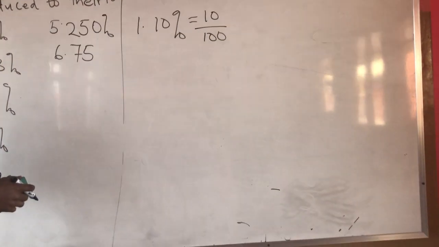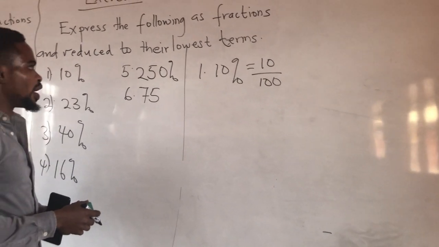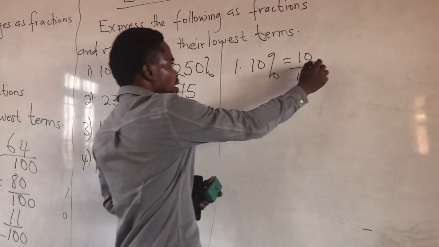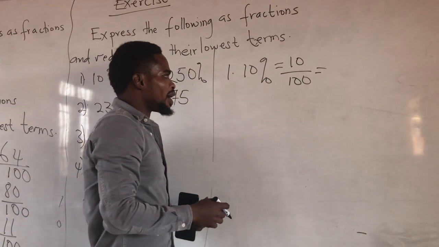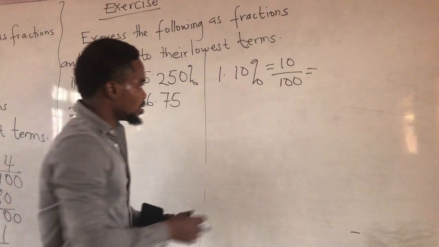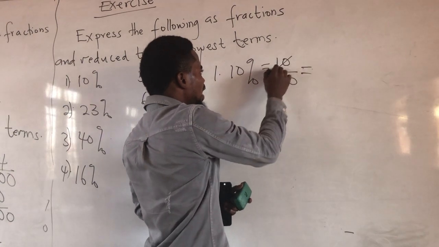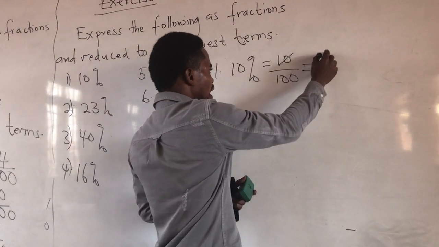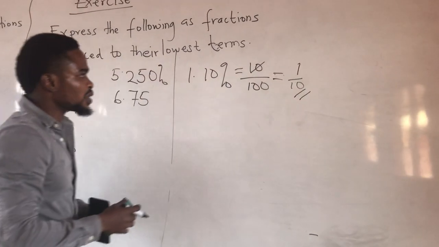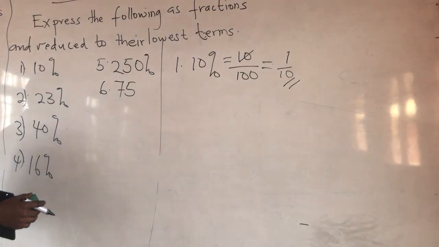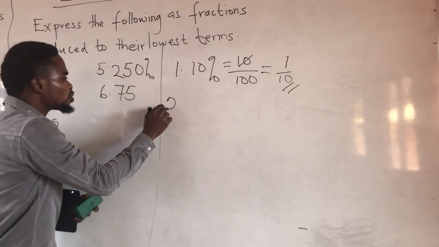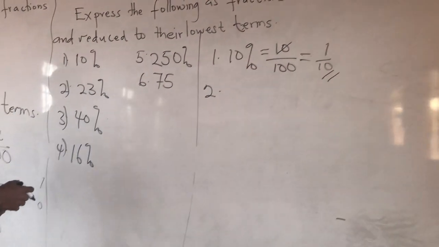Now it doesn't stop there. I have to reduce the fraction to its lowest term. So how do I do that? I look for a number that can go into 10 and at the same time into 100. Here, 10 goes into itself one time and goes into 100 ten times. So my answer is 1 out of 10.